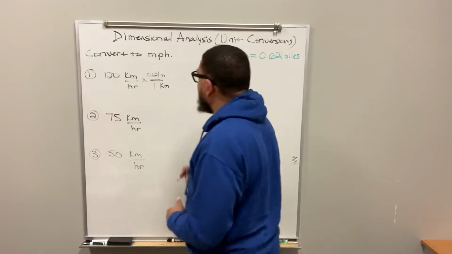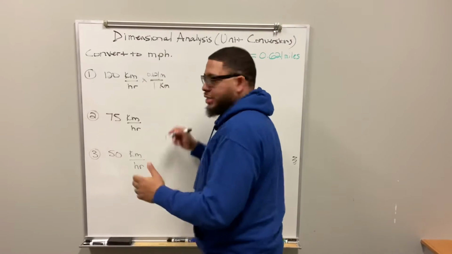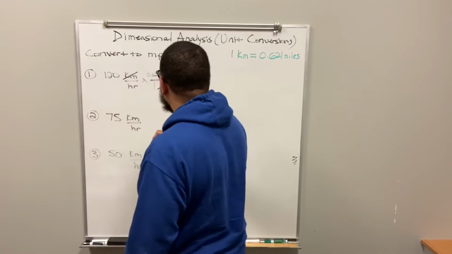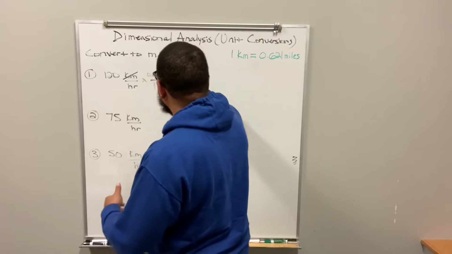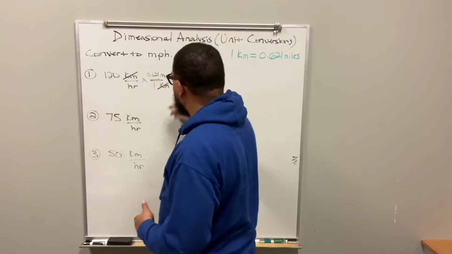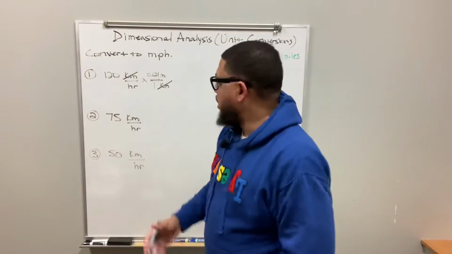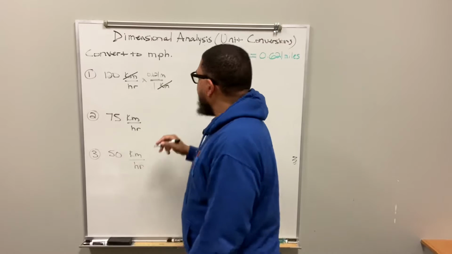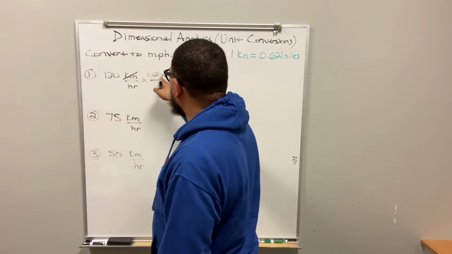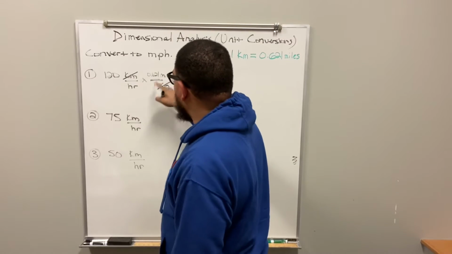Now we're going to do our cross canceling. The kilometers get canceled out, so I'm left with miles over hours, which is what I want, miles per hour. The fraction bar represents the word per, or divided by, miles divided by hours. Now what I need to do is 120 times 0.621, and then I'm going to have miles per hour.